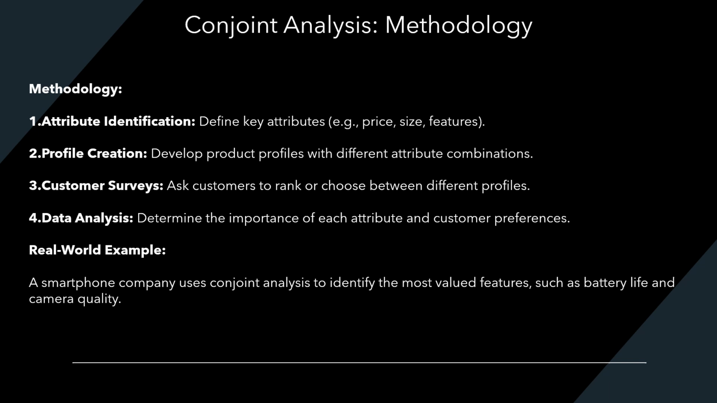This gives a business a clear picture of which features drive customer decisions. For example, a smartphone company might use conjoint analysis to figure out whether customers prioritize battery life, camera quality, or price. The information would then inform their product development and marketing strategies, ensuring they focus on the features that matter most to their target audience.